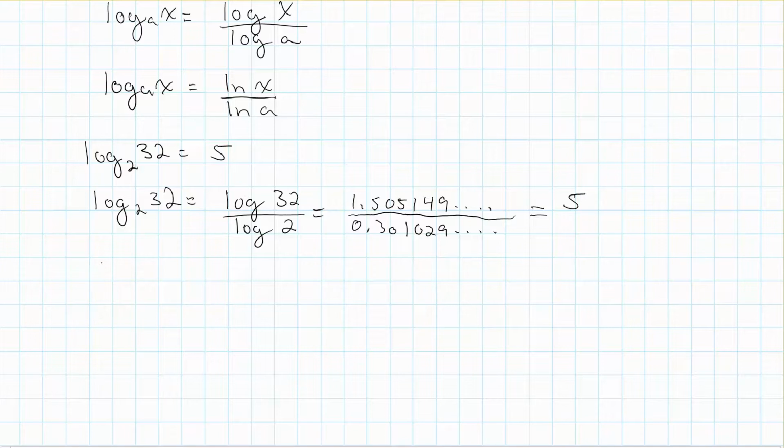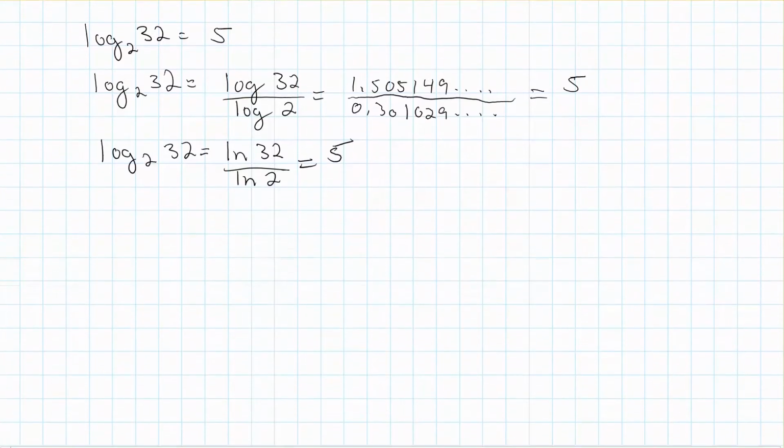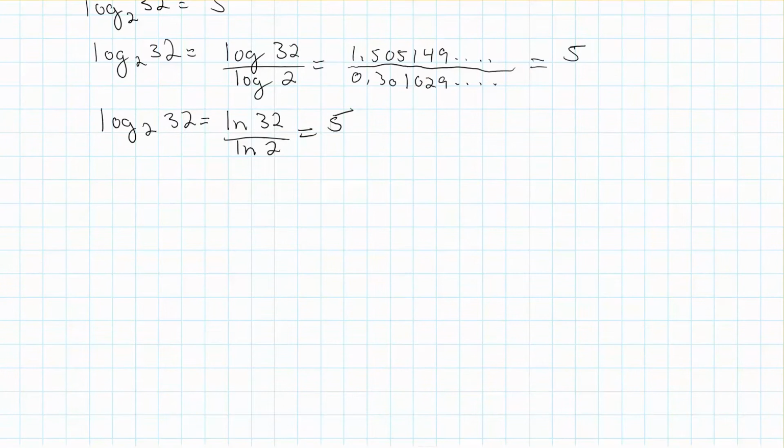Now, you can do it again. It doesn't matter whether you use the common log or the natural log. So this is also equal to the natural log of 32 over the natural log of 2, which if you do that computation, you get 5 as well. Now, the advantage of this is it allows us to compute logarithms when the bases are something that we don't have in our calculator.